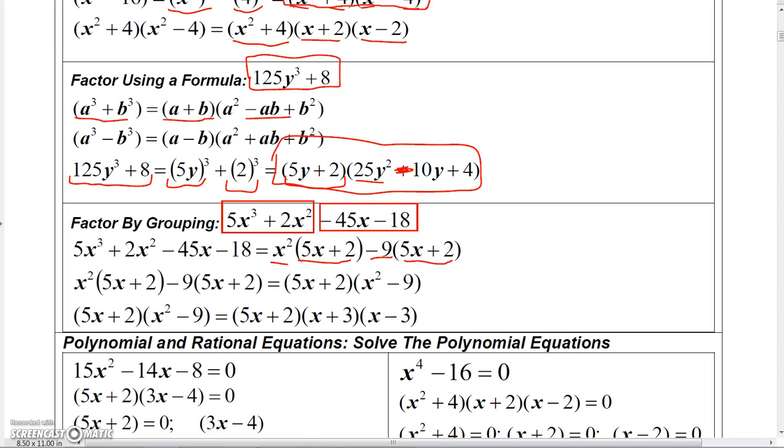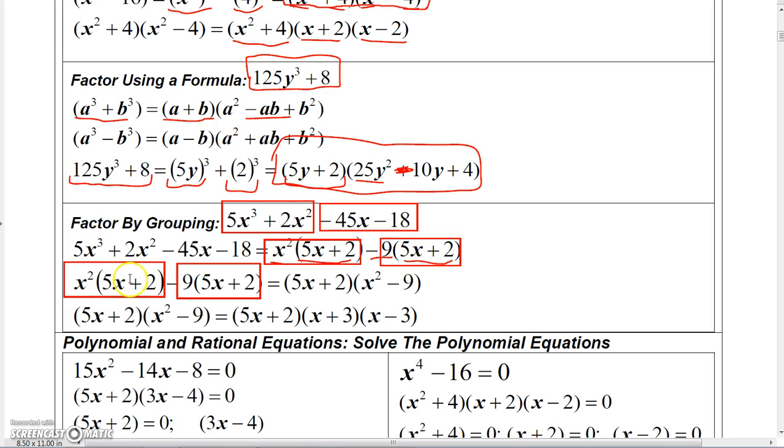Okay, now look at this. Look at what I have. Look in this term and look in this term. And what's common to both of those terms? Isn't it 5x plus 2? See, here it is again. Here's the first term. Here's the second term. So in both of those terms, I have a factor of 5x plus 2.